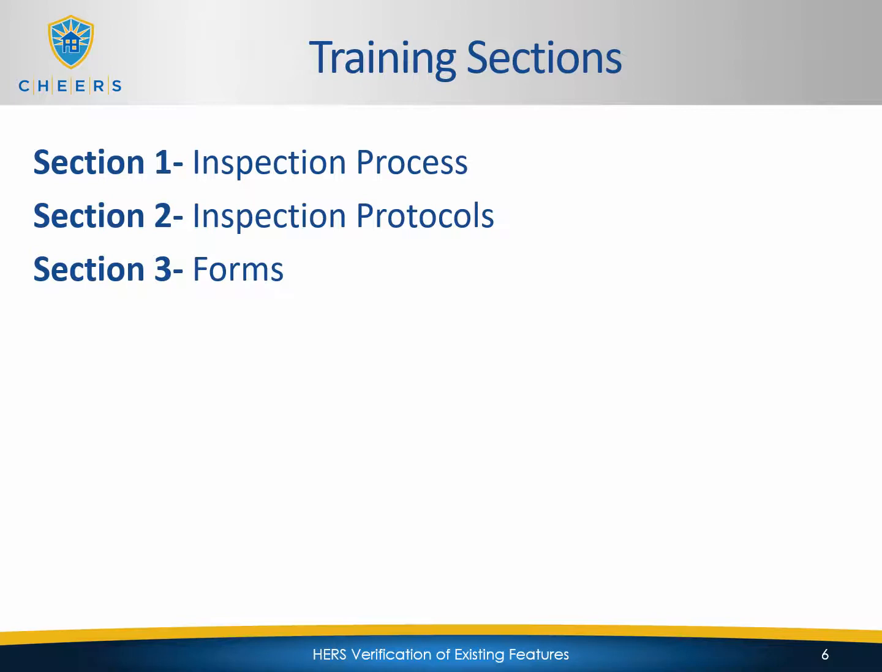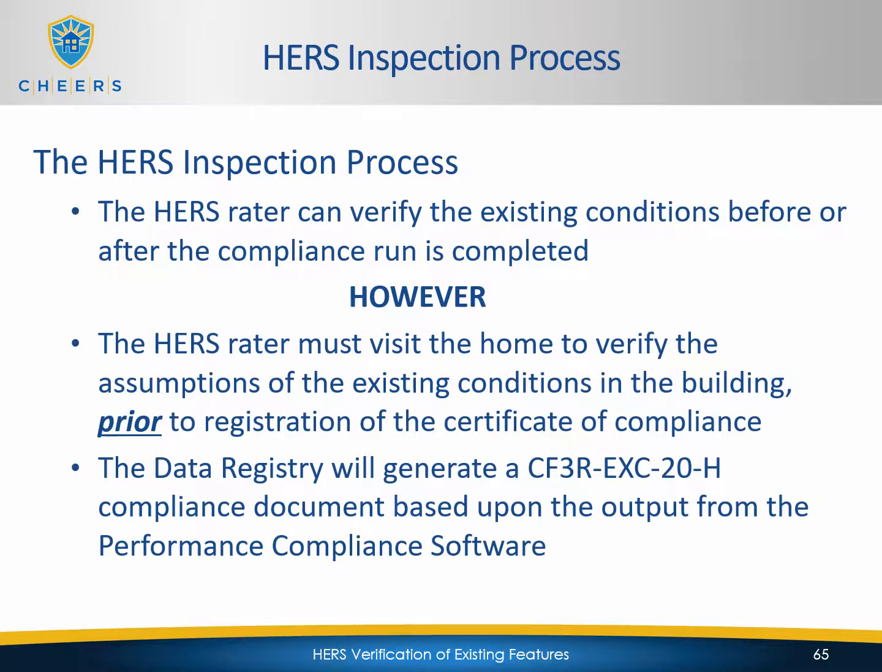This training is going to be broken up into 3 sections. We're first going to look at the inspection process, then the inspection protocols, and last the forms. So for the HERS inspection process, the HERS rater can verify the existing conditions before or after the compliance run is actually completed by the Title 24 analyst. However, the HERS rater must visit the home to verify the assumptions of the existing conditions of the building prior to registration of the Certificate of Compliance, which is the CF1R.